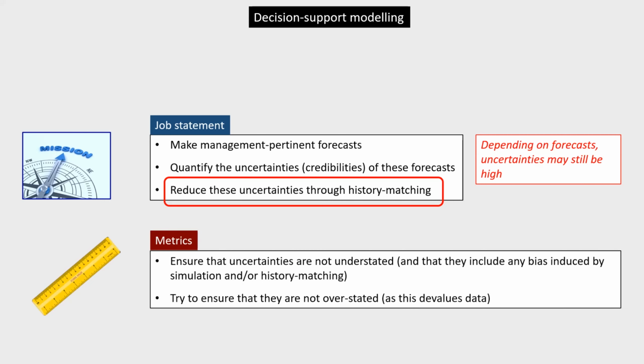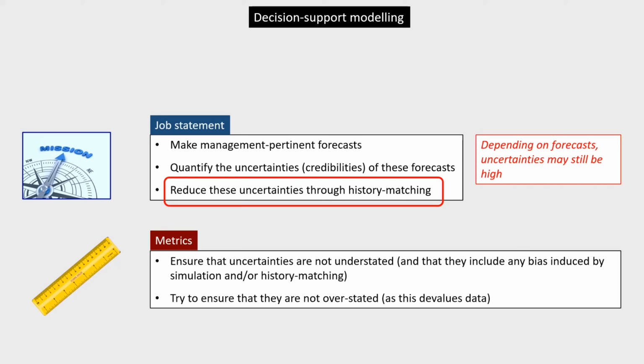For any job, there are metrics, and the same thing applies to decision support modeling. When I make a prediction and when I quantify its uncertainty, one thing I must not do is understate uncertainty. I mustn't give decision makers a false impression that they aren't taking risks. They need to know the risks they're taking. They need to know the credibility of the predictions made by the model. At the same time, while I mustn't understate uncertainty, I don't want to overstate uncertainty by too much either, because there's information contained in data, and it devalues data not to harvest that information in order to reduce the uncertainties of decisions we care about.